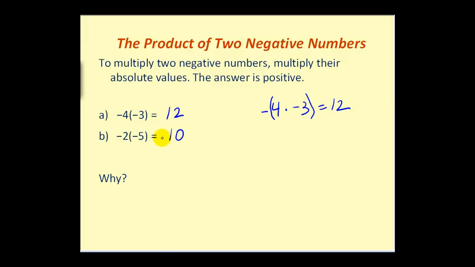And the same thing for the second example. We could think of this as the opposite of 2 times negative 5. That would be the opposite of negative 10, or positive 10.